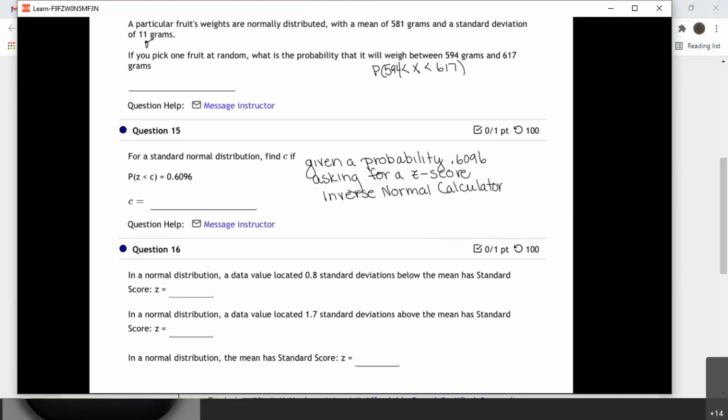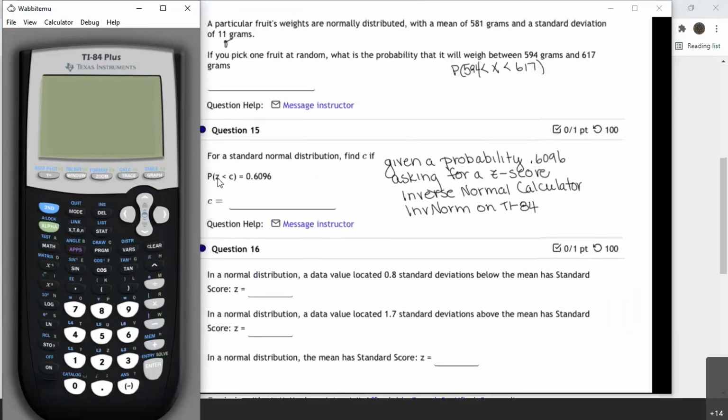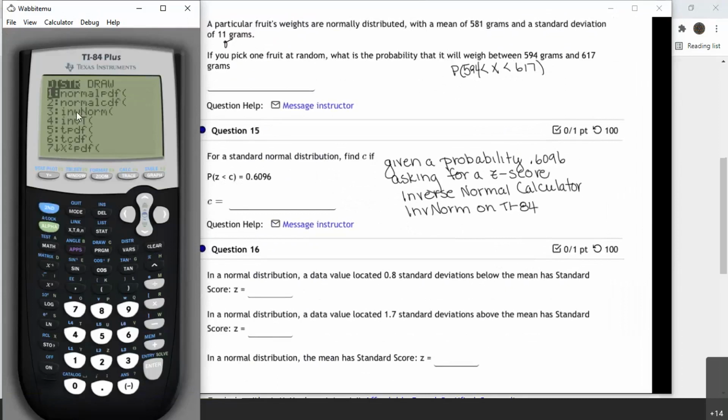So on my TI, I have inv norm. And then there's basically an online one, and I'll show you that one too. So let's do inv norm first. Inv norm works solely from the left to the right. So the fact that this is asking me for the probability that Z is less than C, I don't have to worry about subtracting from 1 or anything like that. This is exactly what inv norm gives me. So go to distributions. You can see inv norm is number 3.